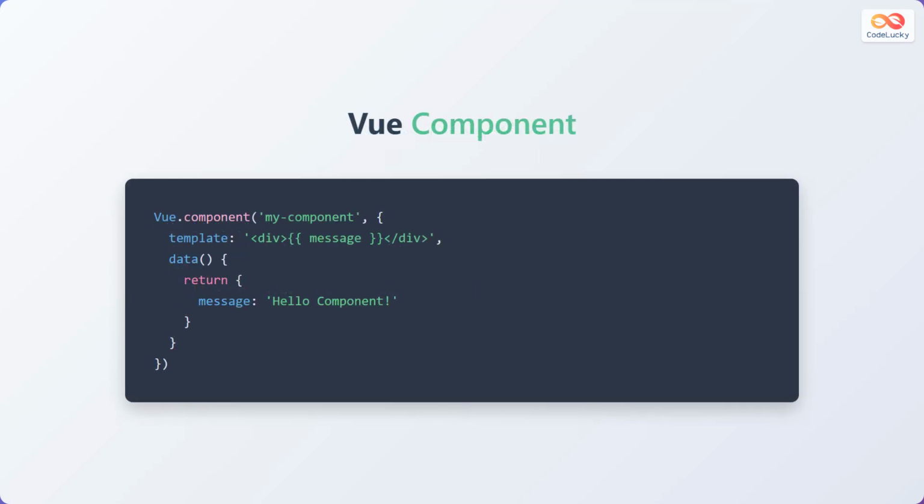Components are the building blocks of Vue applications. You can create a global component using the Vue.component method. The first parameter is the component name, my-component, and the second parameter is the component definition object. The template property defines the HTML structure of the component using template literals. The data property must be a function that returns an object. This ensures each component instance has its own isolated data. Components promote code reusability and help organize your application into manageable pieces.